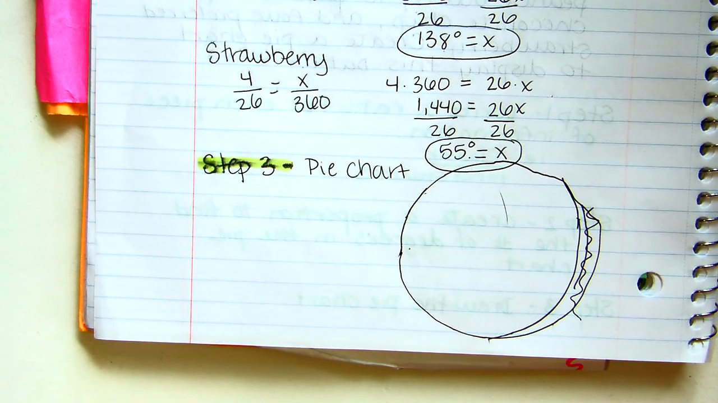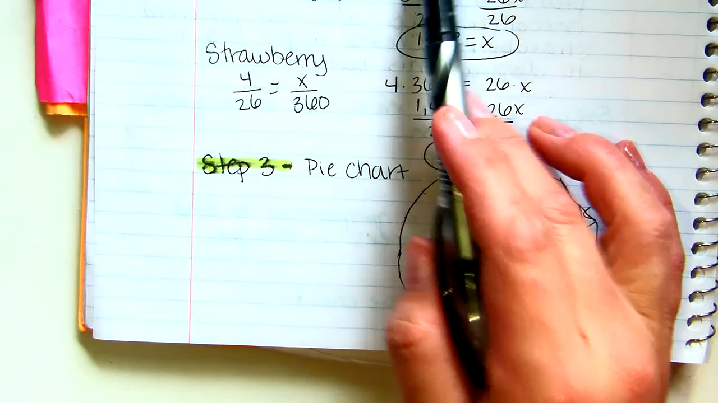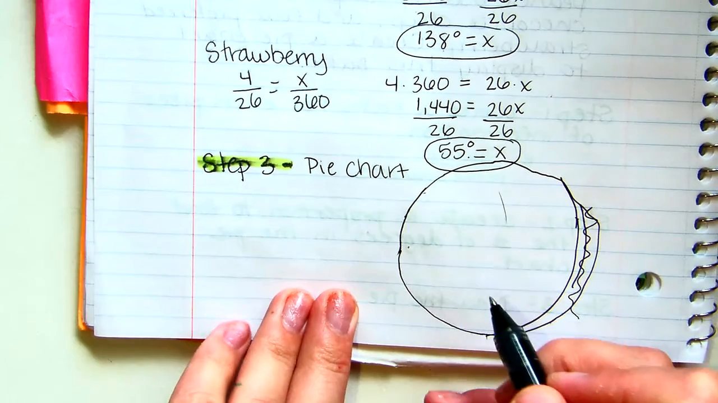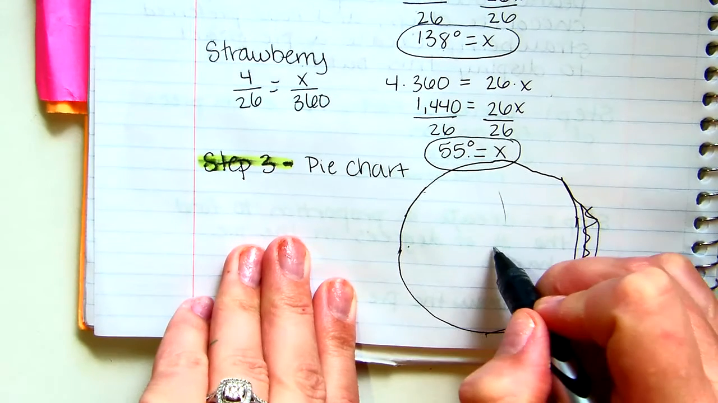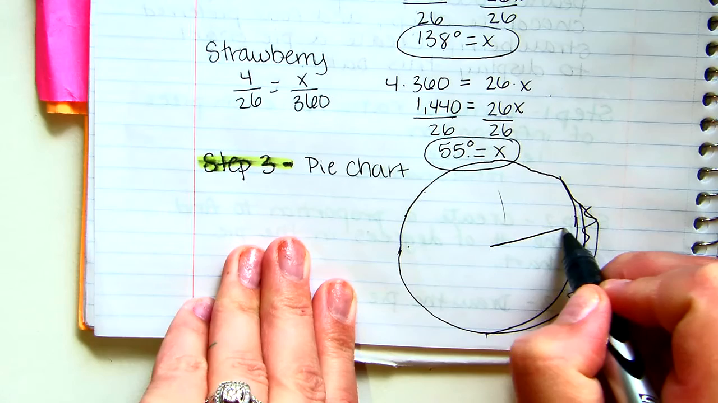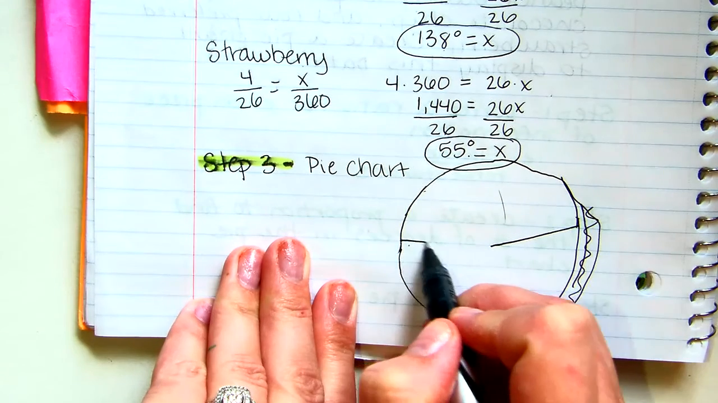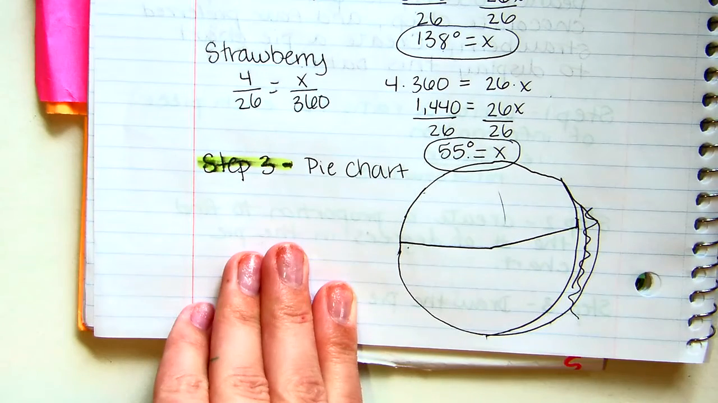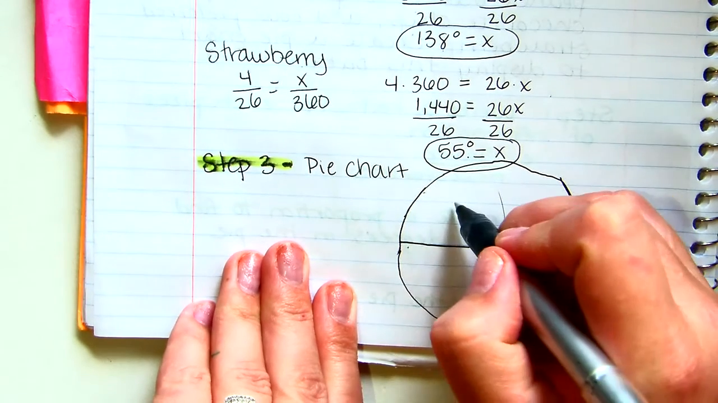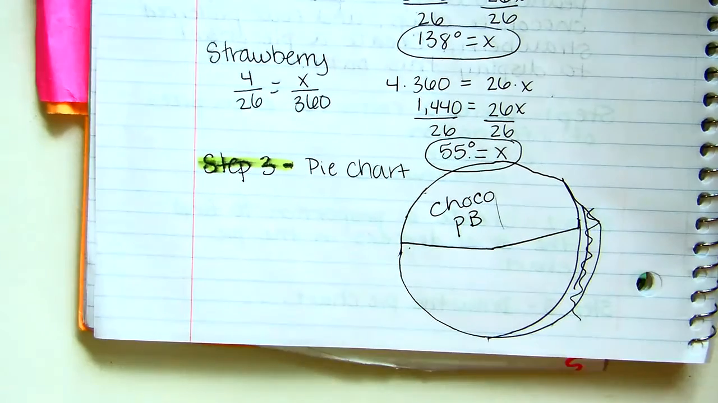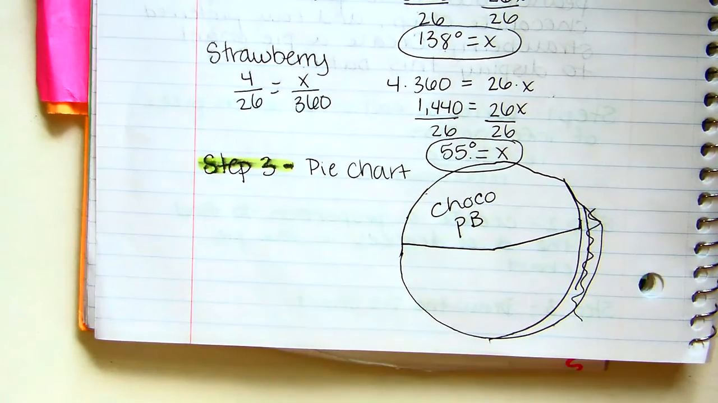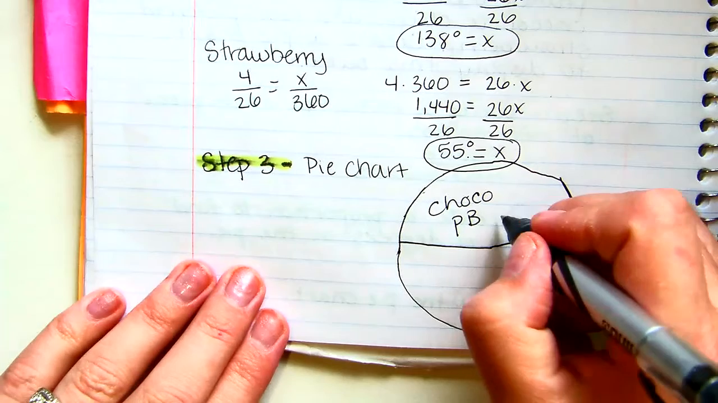Now, using our protractors, if we had them, we would be able to see that 166 degrees, and 180 degrees is half of a circle. So 166 degrees is going to be a little bit less, it'll be about here. So when we talk about our pie chart, this would be our chocolate peanut butter. And I got a dog hair on there too. Okay, so that'd be my chocolate peanut butter, and this is 166 degrees.